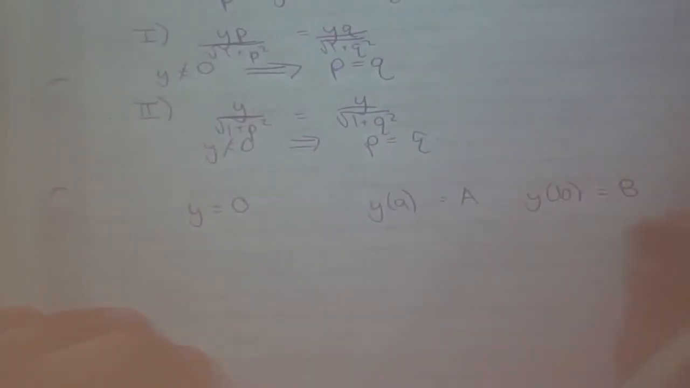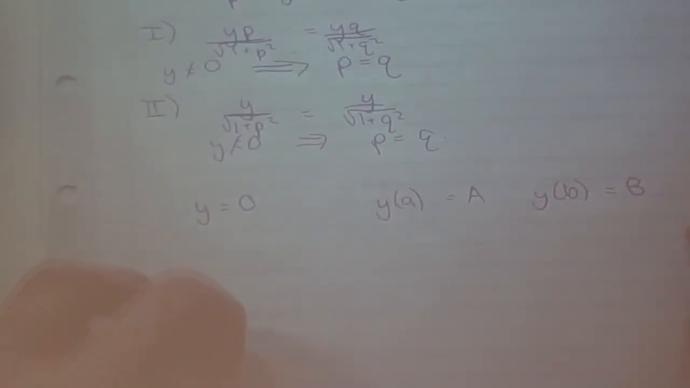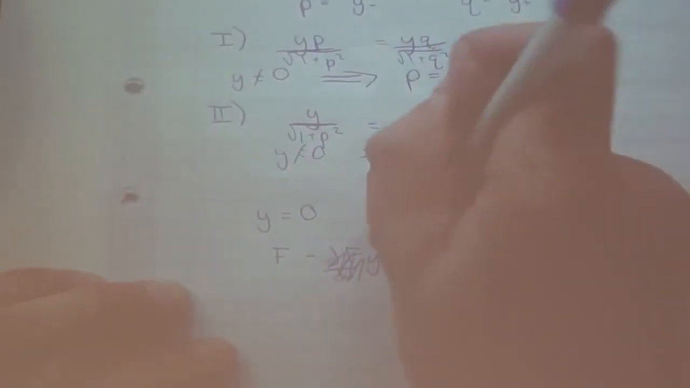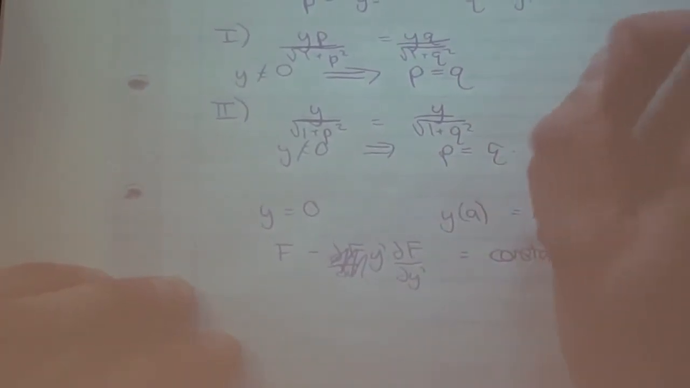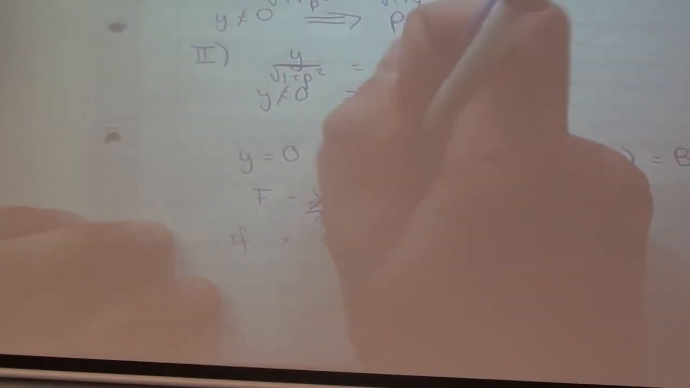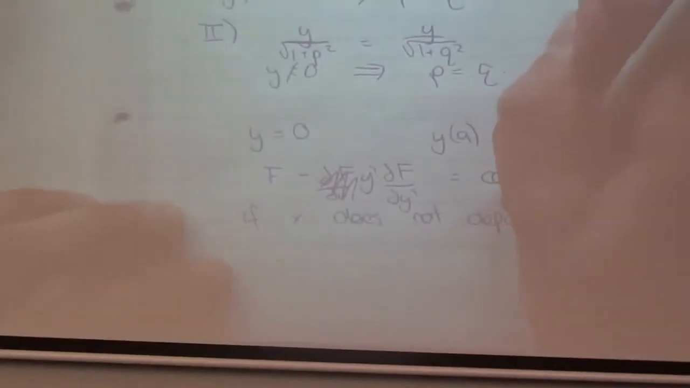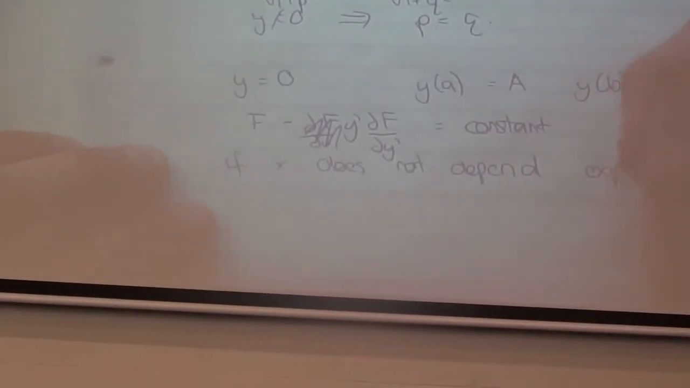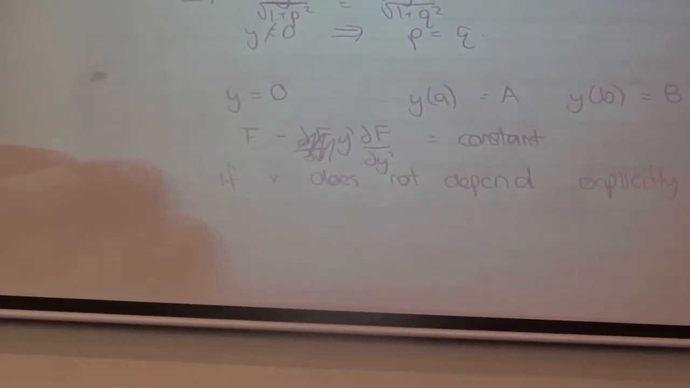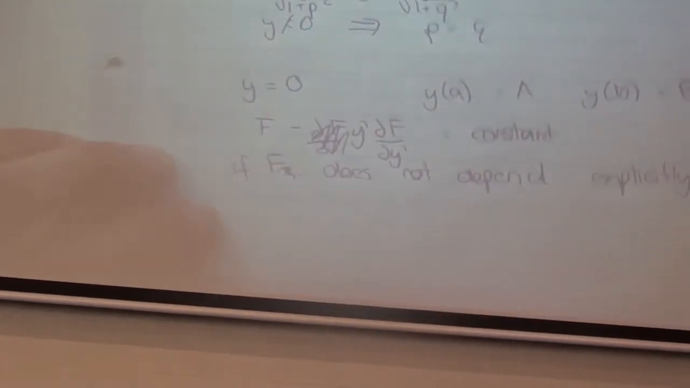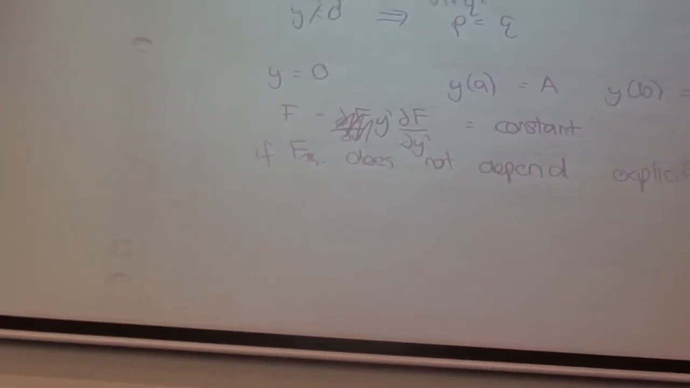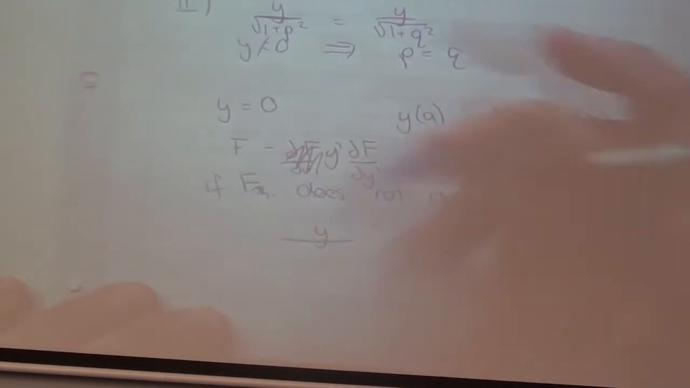So if we use the corollary from the Euler-Lagrange equation, we can perform our extremal quite easily. So we use this quantity, f minus y dash df dy dash equals constant, if f does not depend explicitly on x. So we will take f minus y dash df dy dash that we found earlier and set it equal to some value c naught.